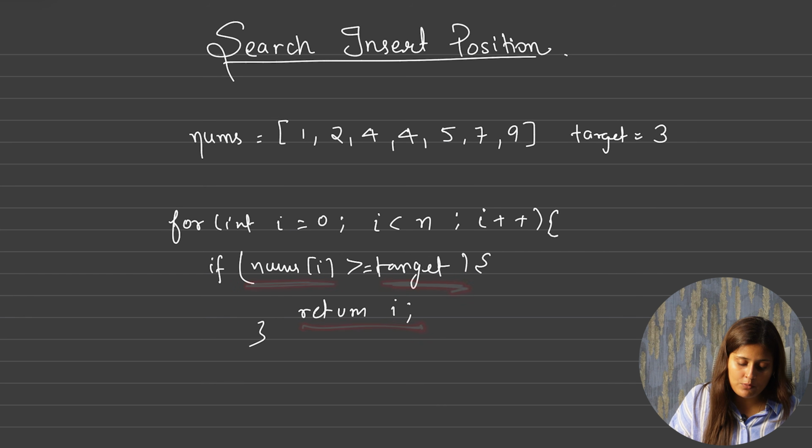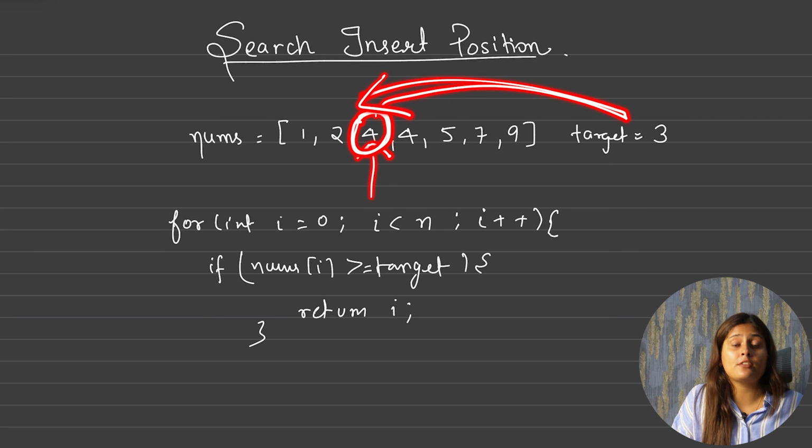Initially it was not, so we will move to the next i. Initially again not, now we will move to the next i. And hence we found this nums[i] is greater than target. So we can say yes, this is a position where 3 should be inserted, so that the whole array will be in sorted order only.